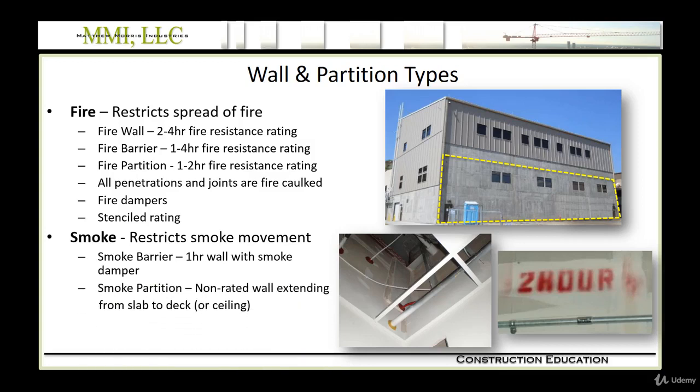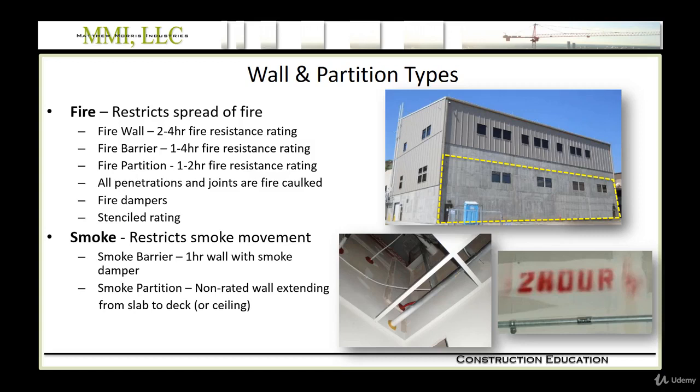Our other option beyond a smoke barrier would be a smoke partition. The difference is this is a wall that is not rated. It's not fire rated. But it still extends from the slab to the deck. Or it could extend from the slab to the ceiling if the ceiling itself is built to limit the spread of smoke as well.